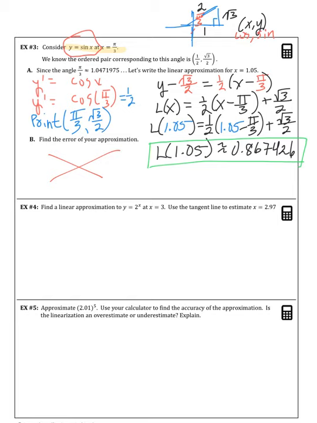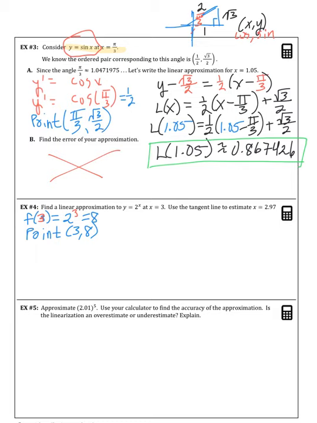So f of 3 is equal to 2, and let me change that 3 to a red value, 2 to the 3rd, which is equal to 8. So our point is 3, 8. Okay? And then we have to use the tangent line to estimate x at 2.97. So 2.97 is really close to 3. Very, very close to 3. So we should be able to get a pretty close approximation.